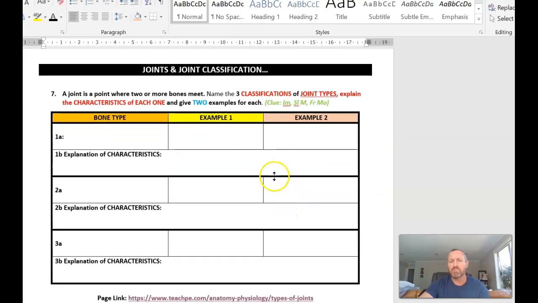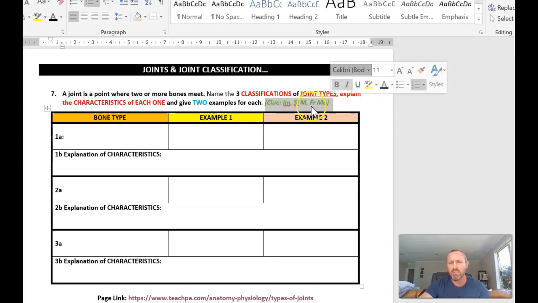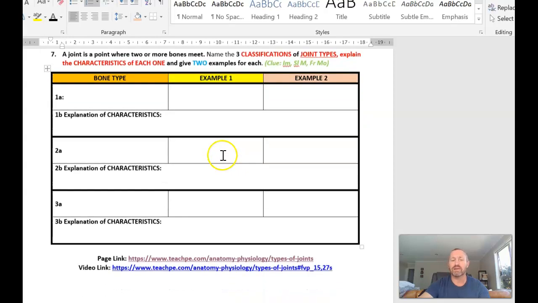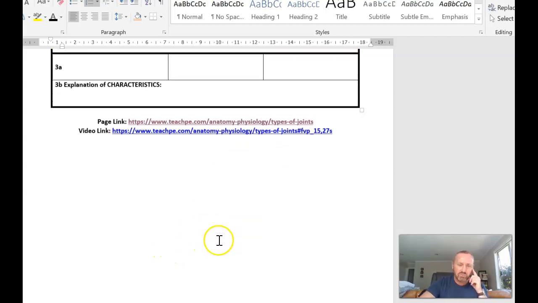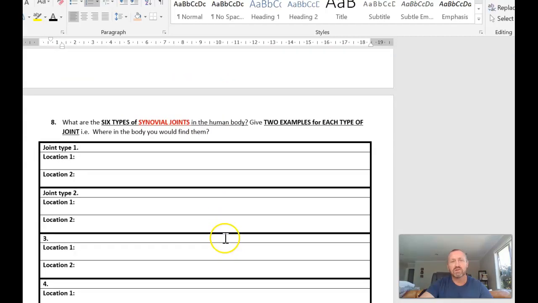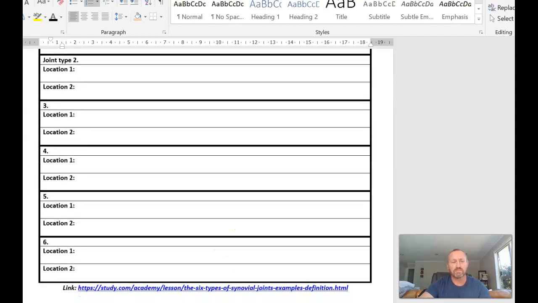Moving on to joints and joint classifications. So you're going to classify the joints, and I've given you some clues here. So IM stands for, well, you've got to work that out. SLM stands for, and you've got to work that out. If you go to these links, there's some video links and some page links. All the answers are there. So just work your way through the questions with the links.